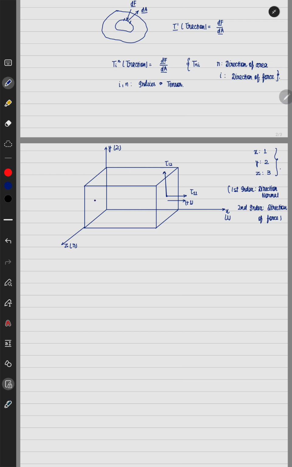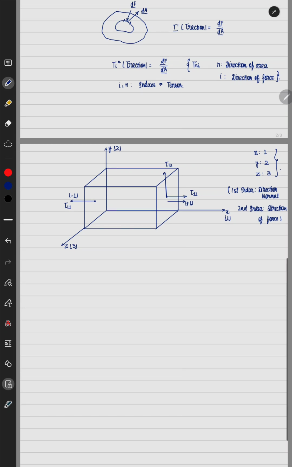Suppose I want to write on this particular surface, the area of this surface is pointing along the negative 1 direction. This is negative 1. So if I write tau, the area is oriented along 1 and the force is oriented along 1. One thing you should keep in mind, that if the area is oriented along the negative direction, the force will also be oriented along the negative direction. If the area is oriented along the positive direction, the force will also be oriented along the positive direction.